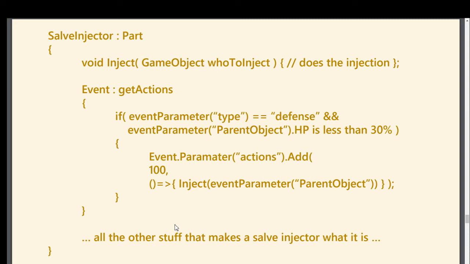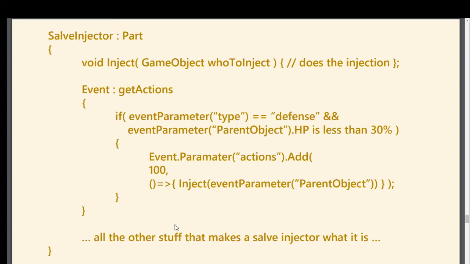And you don't want the brain to also have to know about healing objects. So instead, what it does is respond to this get actions event. This bag of balls has been passed to it, and the salve injector itself, which is a healing potion in Caves of Qud, will say, oh, okay, I've got a request for a defense type action bag. I'm going to see if the hit points of the object I'm working on are less than 30%. If so, I'm going to add an action with a pretty high weight to inject myself on this object to this bag. And that's it.